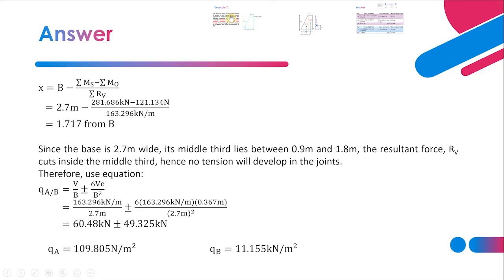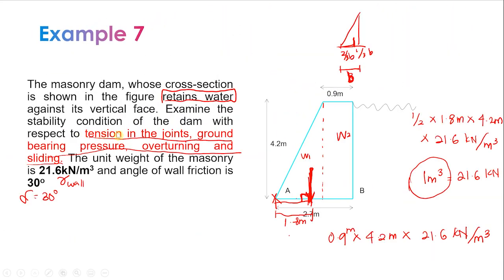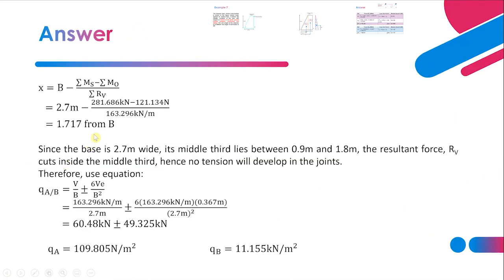It asks you to calculate tension in the joints, ground bearing pressure, overturning and sliding. Let's look at the formula. We first want to calculate where the position of the ground reaction actually is. Because to check the tension in the joints, you need to find the position of ground reaction. And also to calculate the ground bearing pressure, you need that position of ground reaction. Use the formula X equal to B minus, because we want to calculate the position of ground reaction.